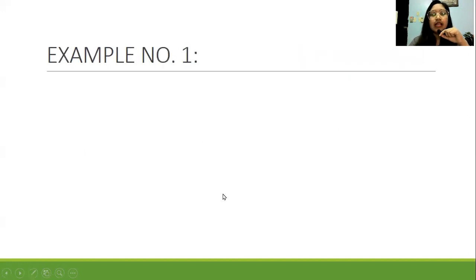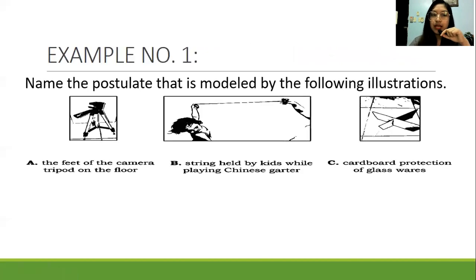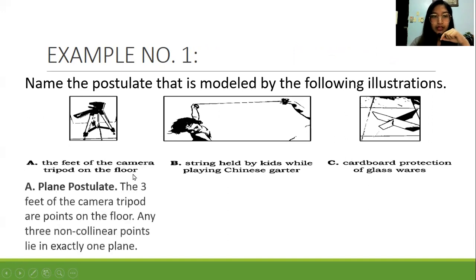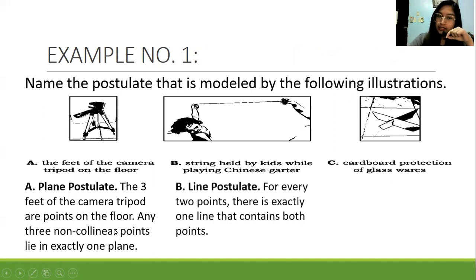Okay? So let's have an example. Let's name the postulate that is modeled by the following illustrations. So letter A, the feet of the camera tripod on the floor. So this is a plane postulate. Bakit? Kasi yung 3 feet of a camera tripod are points on a floor. Para siyang point na nasa floor. So any 3 non-collinear points lie in exactly one plane. Katulad ng sinabi sa plane postulate kanina.